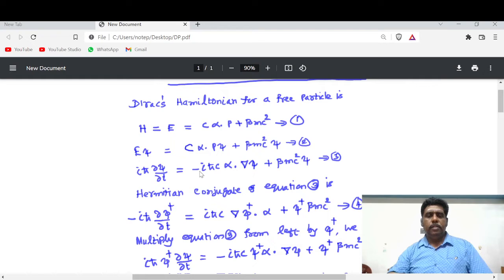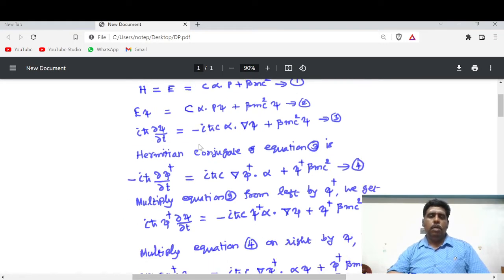Then this i h-cross with a negative sign is changed as plus i h-cross. Here alpha dot del psi is changed as del psi dagger dot alpha because we are taking the Hermitian conjugate. Then this beta mc squared into psi is changed as psi dagger beta mc squared. Now pre-multiply all the terms of equation 3 by psi dagger.